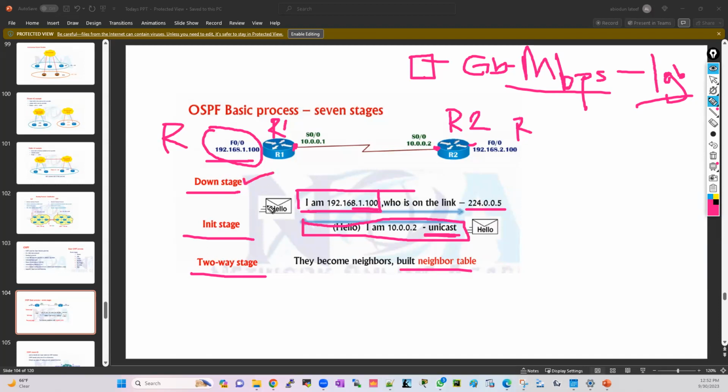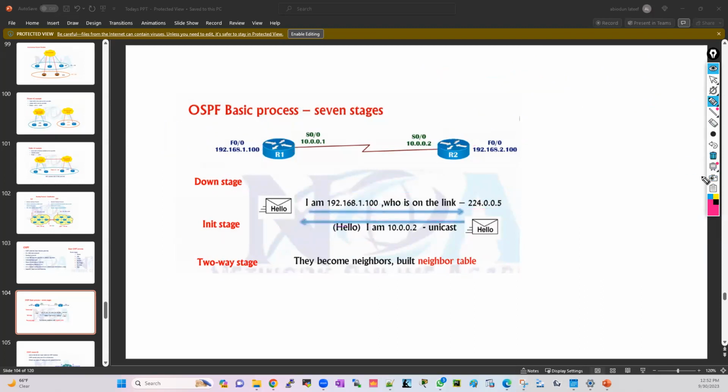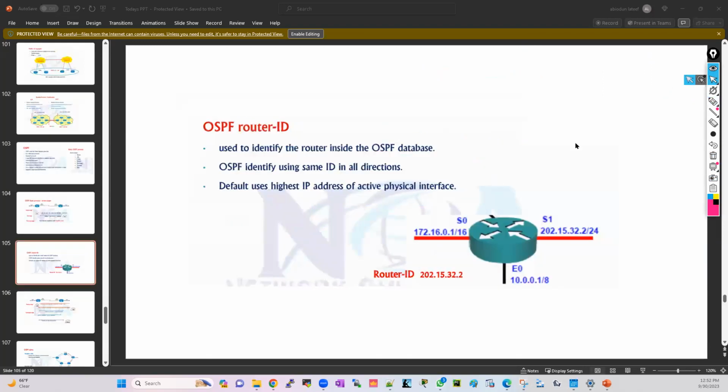Down state is when the connectivity has not taken place. This is the initial stage. This is two-way, when the two neighbors exchange some information. We say they become neighbors and build a neighbor table. So let's move to the next slide.